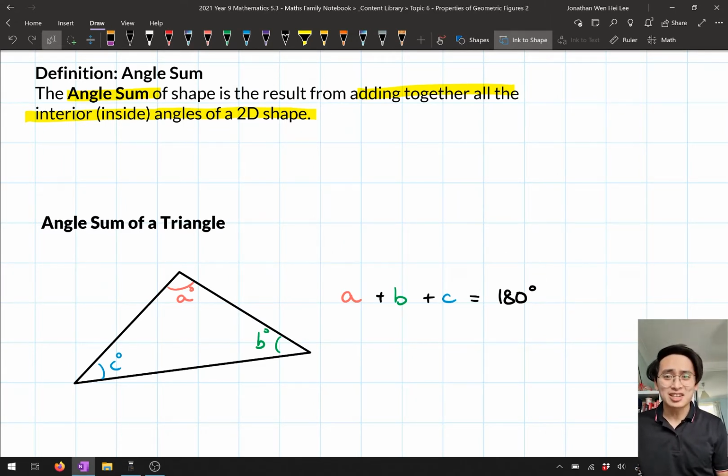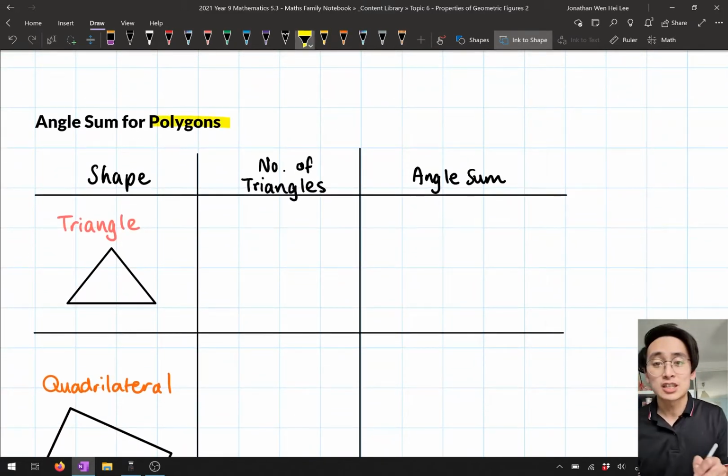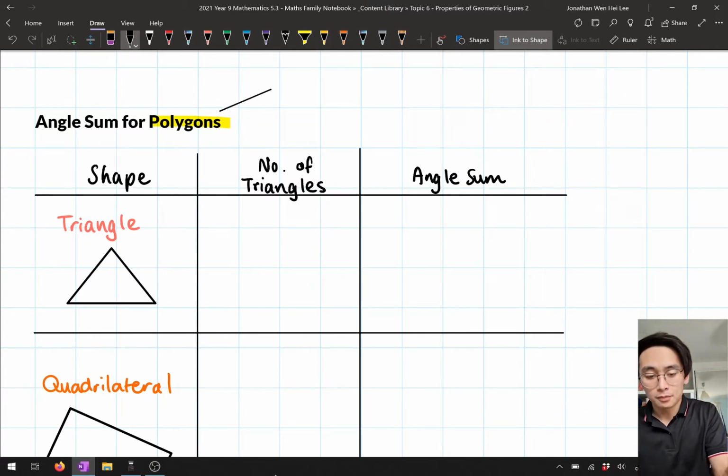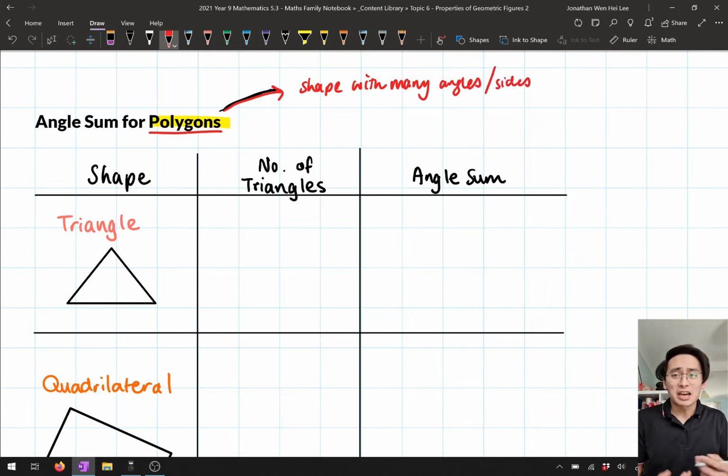What we're going to do today is extend this and look at what the angle sum is for different shapes, in particular a thing called polygons. Polygon is just a mathematical word which means a shape with many angles or sides. Basically any type of shape, and the way that we name these shapes is based on the number of sides that they have.